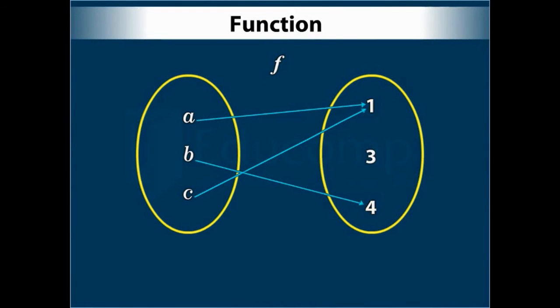Suppose we have a function f that maps a set X to a set Y. If an element A in set X maps to an element 1 in set Y, then we say f of A equals 1.